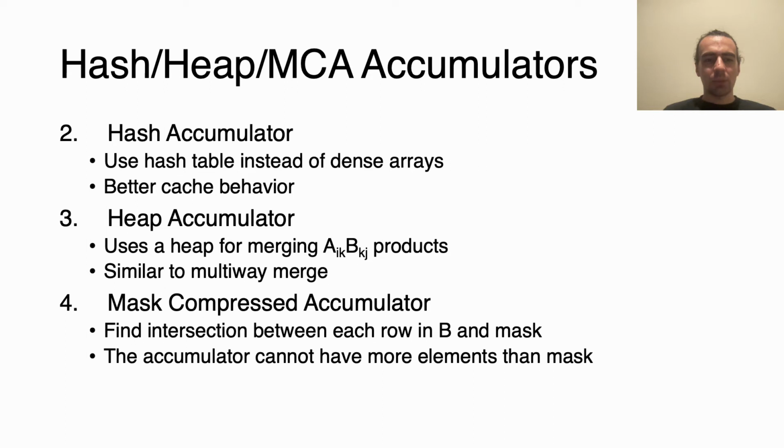And finally, we have mask compressed accumulator. It is based on the fact that accumulator cannot have more elements in a mask. And the algorithm first finds intersection between each row in B and mask.